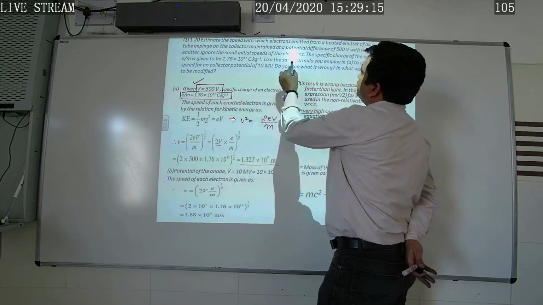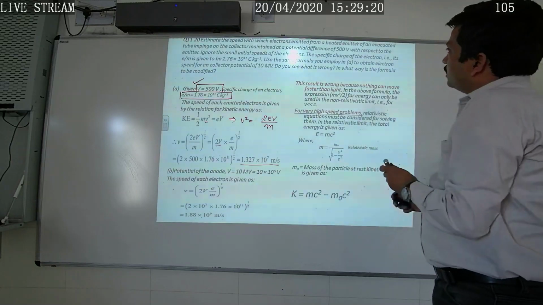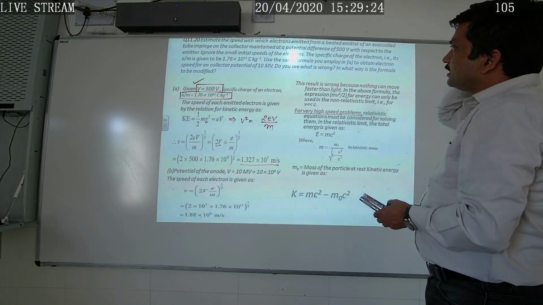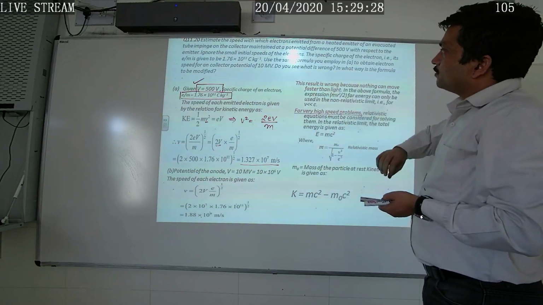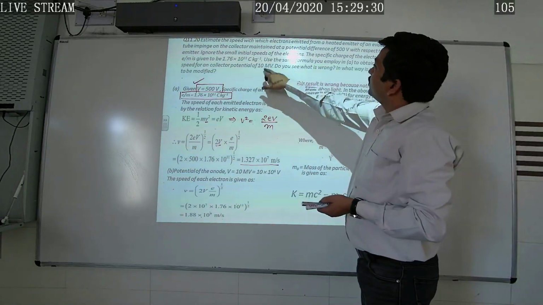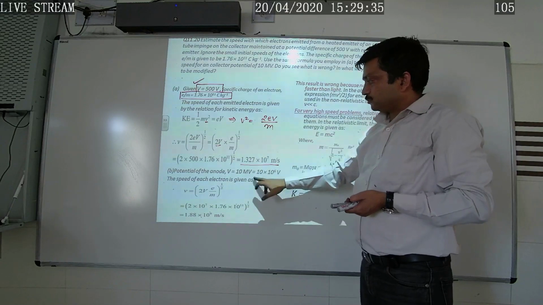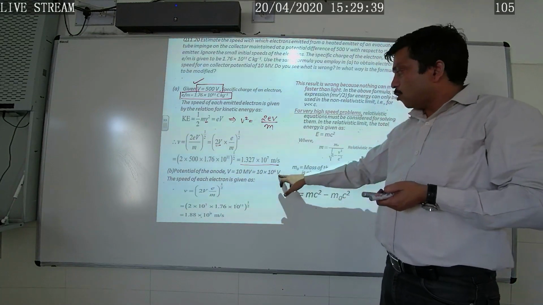Now in the B part he is saying a potential of the anode. Here in this case he is saying to use the same formula to obtain the electron speed for the collector potential of 10 mega volt. As the potential is given to us as 10 mega volt, mega means 10 to the power 6 volt.